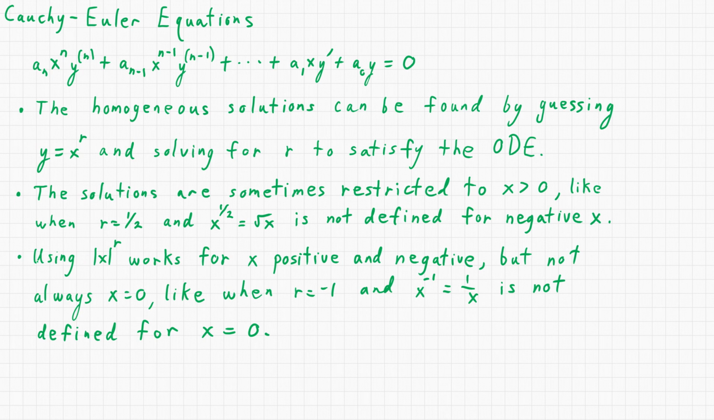You can get around it by using the absolute value of x to the r. That actually works for x positive and negative, but not always x equals 0. So this is strictly positive, this is strictly negative, so that leaves out 0. And the reason x equals 0 doesn't always work is, what if you end up with a solution where r is equal to -1? Then one of the homogeneous solutions is x to the -1. Well, that's the same thing as 1 over x, and 1 over x is not defined for x equals 0.